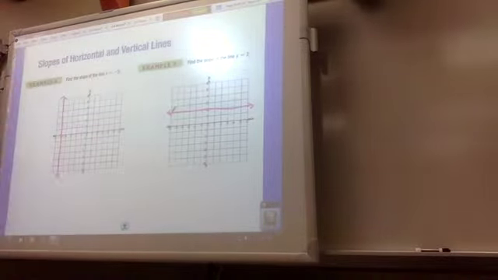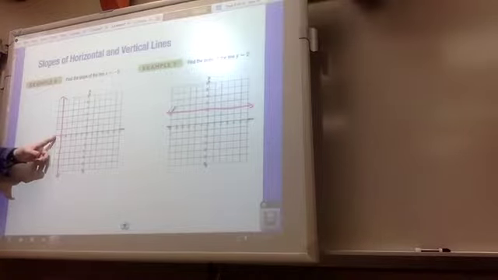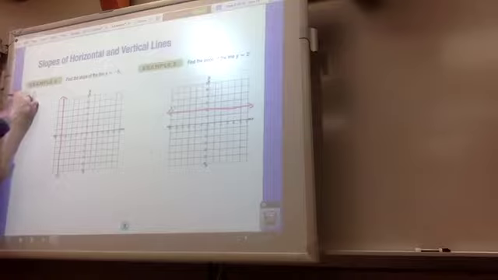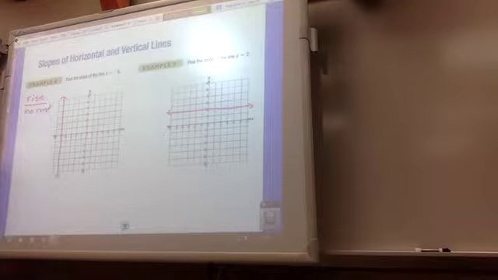Now, these have neither positive nor negative slope. They're not going up from left to right, they're not going down from left to right. This one is going up and down, but is it going over at all? No, so this has a rise, but it has no run. If you have a rise and no run, we say this slope is undefined.